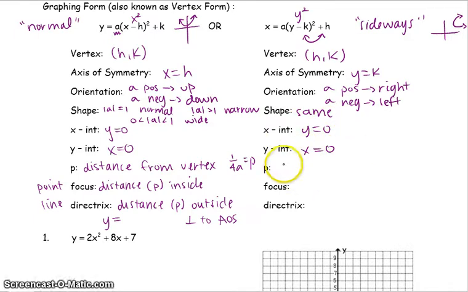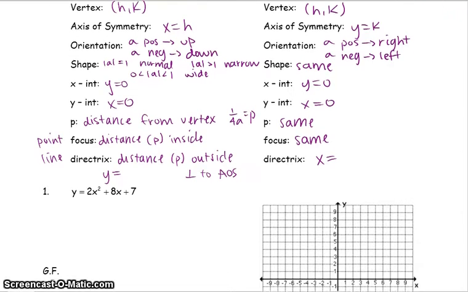And now a p-value, that's the same. Our focus, that's the same. The thing that's different is our directrix. It's still the distance p that's on the outside, but instead of it being y equals like our normal graph, this line is going to be x equals. Okay? That's the one difference there.